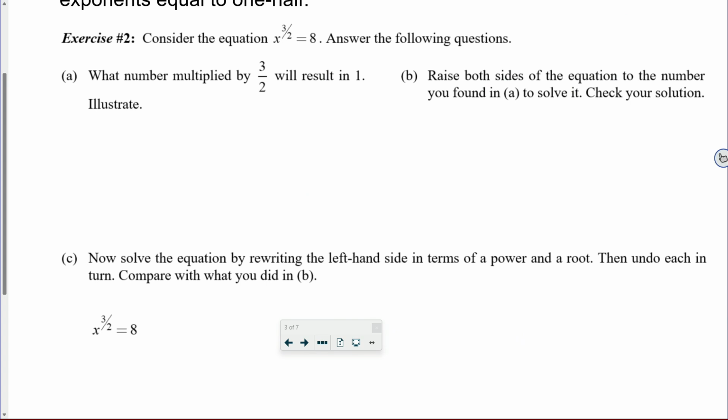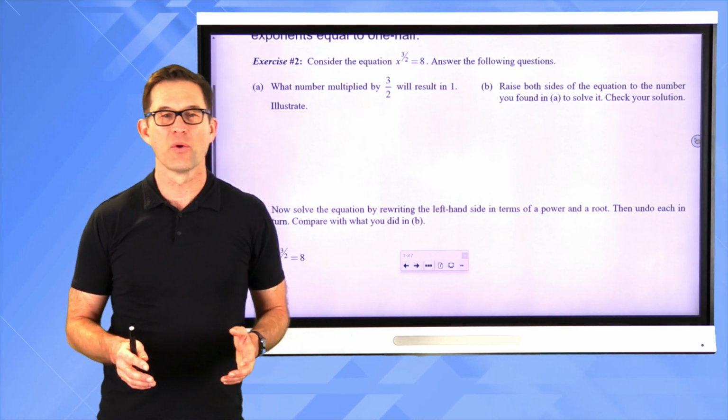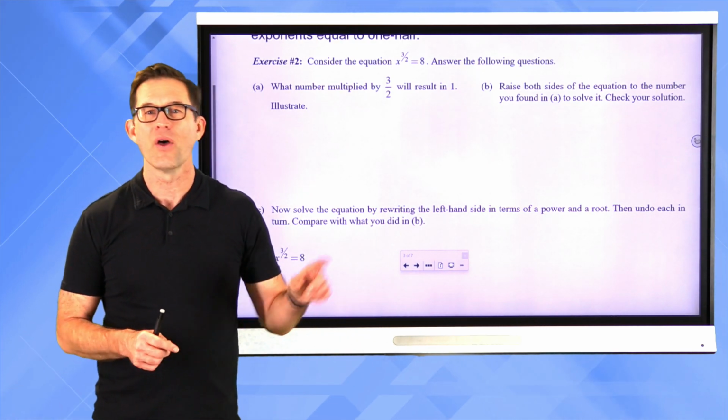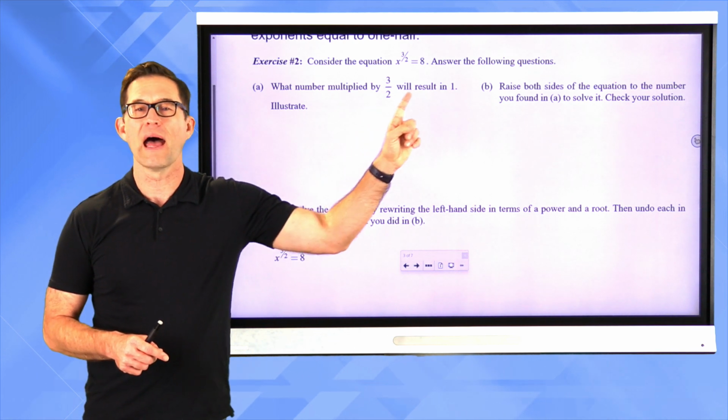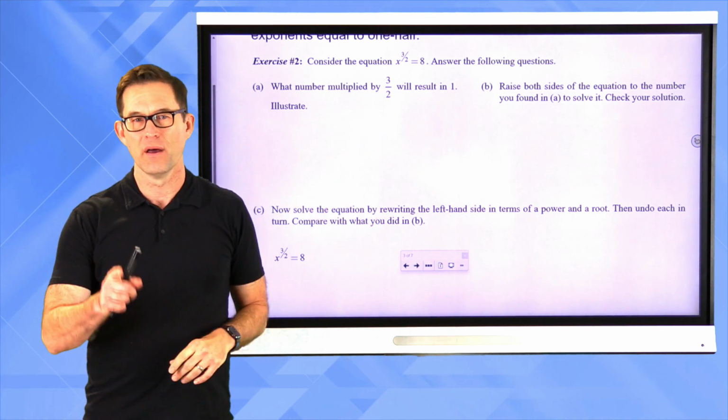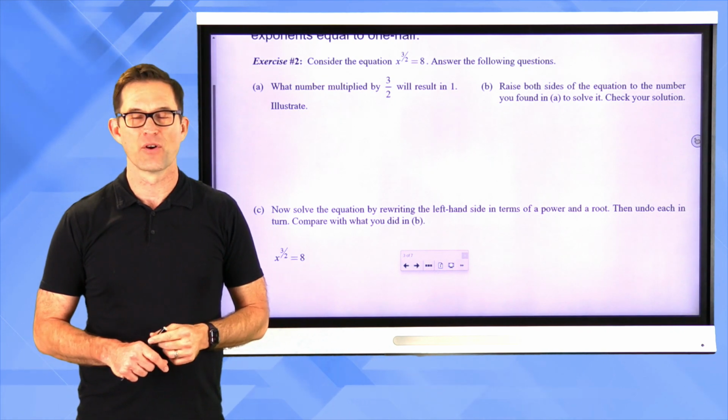Consider the equation x to the 3/2 is equal to 8. Answer the following questions. Letter A. What number multiplied by 3/2 will result in 1? Illustrate. So hopefully you already kind of feel comfortable with this from years and years in math. What would I have to multiply 3/2 by in order to get 1? Pause the video and think about this for a moment.